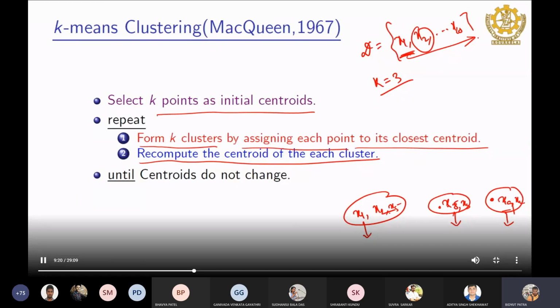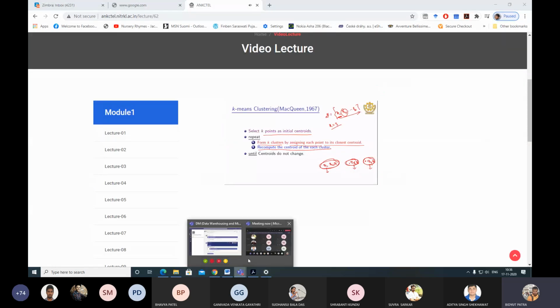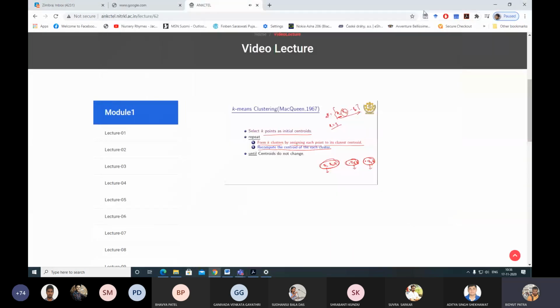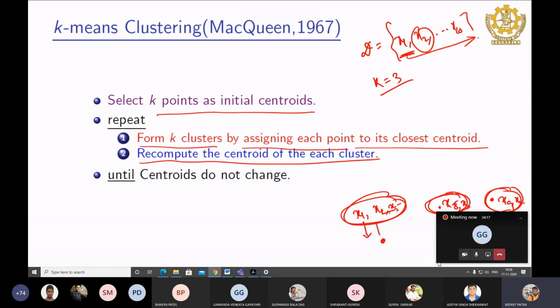Now recompute the centroid of each cluster. How do you recompute? Now you have the points in each cluster, and you take the average of the points. You will get a centroid here, a centroid here, and a centroid here. Now the centroids will change. Then you repeat this step, that means again recompute the centroid. The centroid is different. Earlier the centroid was x1, now this is the new centroid. Earlier the centroid was x8, this will be the new centroid. Earlier the centroid was x9, this will be the new centroid here.